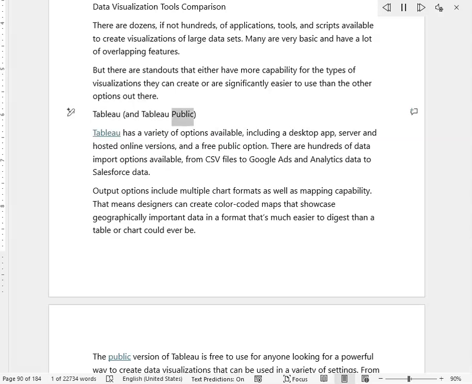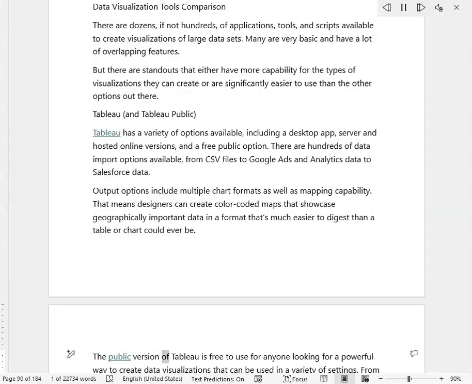Tableau and Tableau Public. Tableau has a variety of options available, including a desktop app, server and hosted online versions, and a free public option. There are hundreds of data import options available, from CSV files to Google Ads and analytics data to Salesforce data. Output options include multiple chart formats as well as mapping capability. That means designers can create color-coded maps that showcase geographically important data in a format that's much easier to digest than a table or chart could ever be.